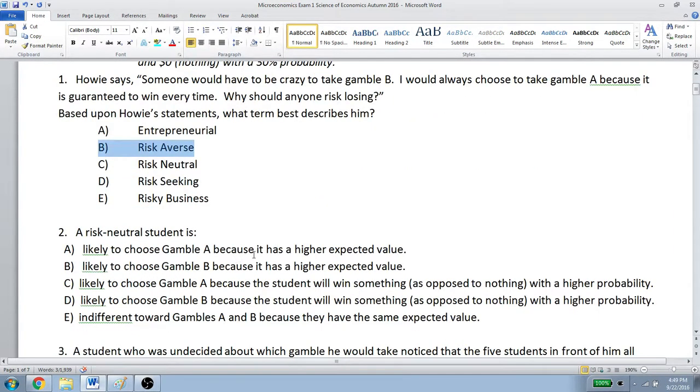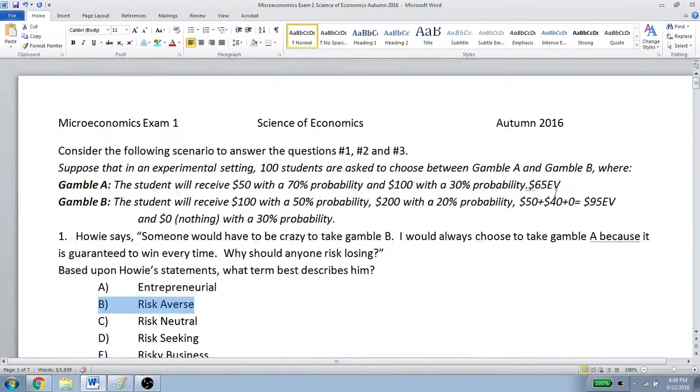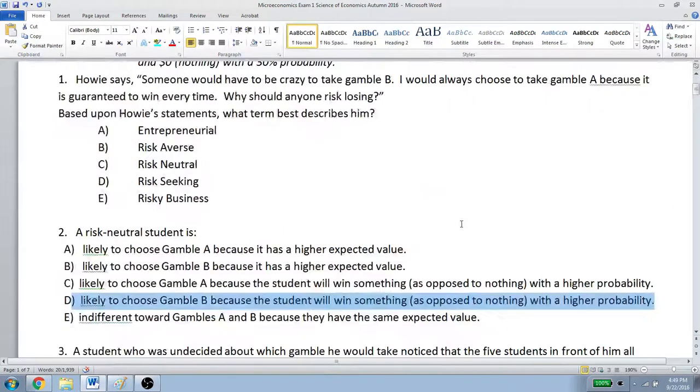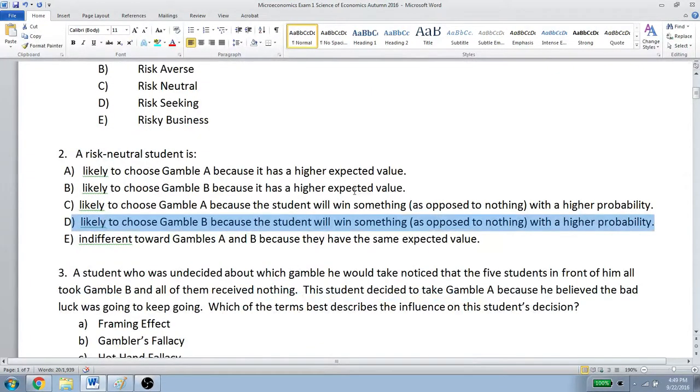A risk-neutral student is likely to choose Gamble B because, so it's not any of the answers that offer A, but he's likely to choose Gamble B because it has a higher expected value. This is not a good answer: likely to choose Gamble B because the student will win something as opposed to nothing with a higher probability, because that is not exactly a good answer. It's not as good of an answer as to express it as a higher expected value.